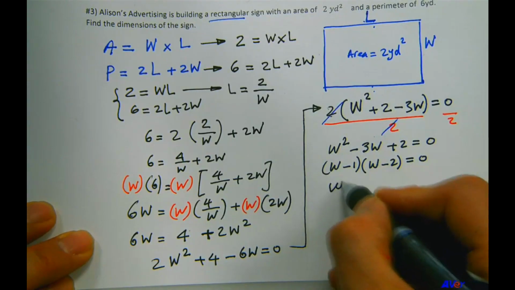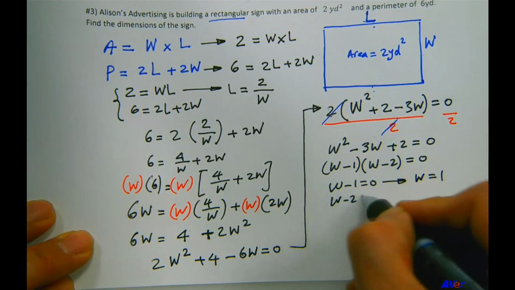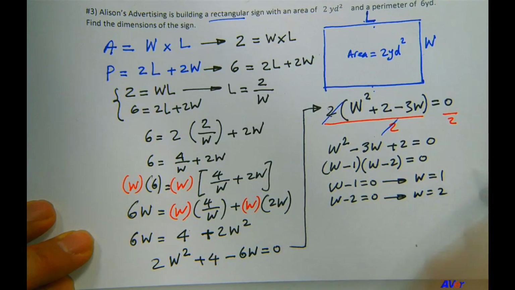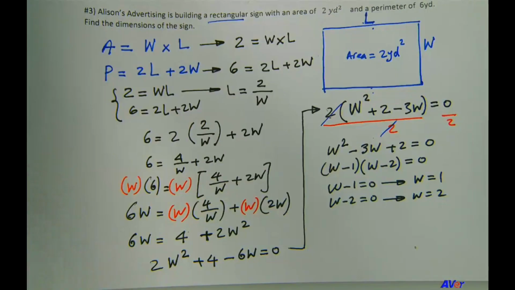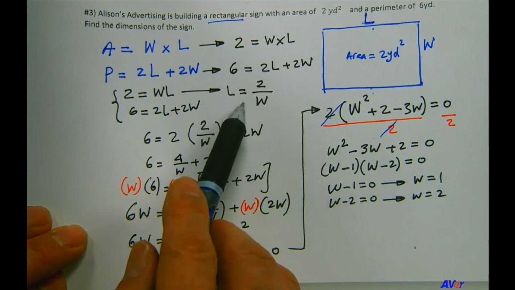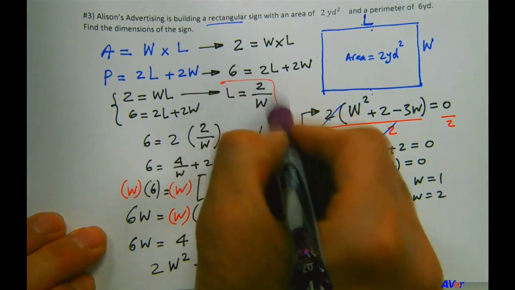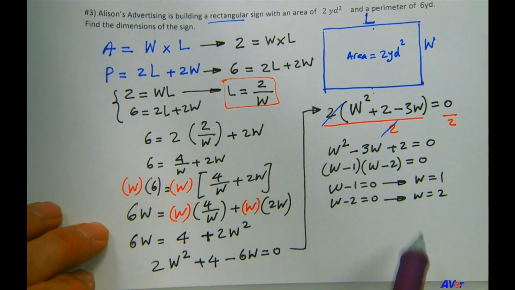So w minus 1 equals 0, then the width must be equal to 1. W minus 2 equals 0, then w must be equal to 2. Okay? So we have two valid width measures here. Now let's plug back into this equation here, right? So whichever one makes sense, we'll accept that.